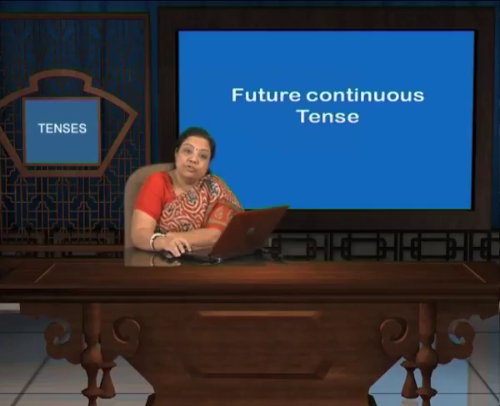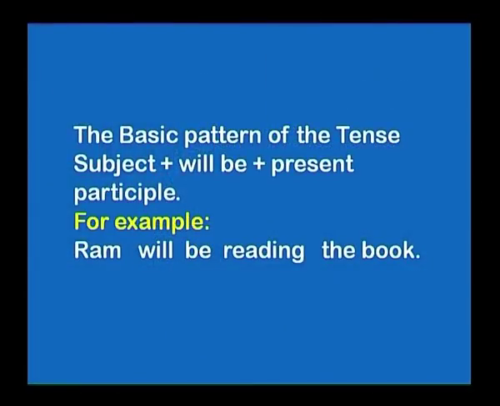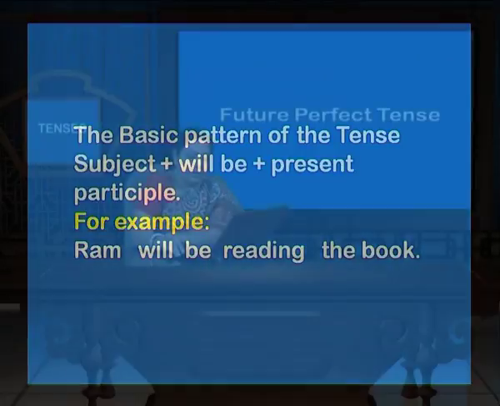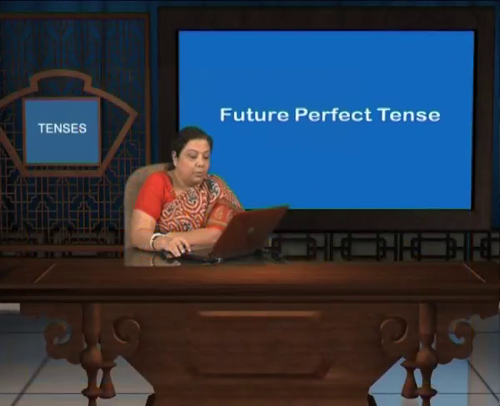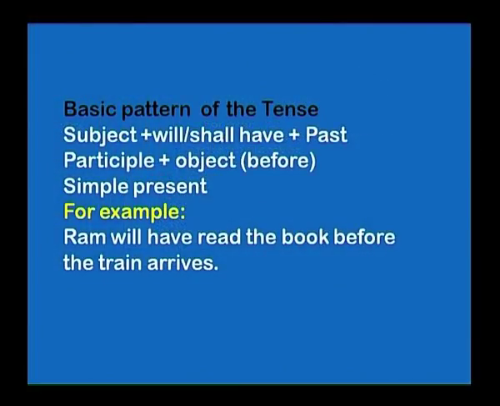Now, we have future continuous tense. The basic pattern of this tense is subject plus will be plus present participle. For example, Ram will be reading the book. Future perfect tense, we have the basic pattern subject plus will or shall have plus past participle plus object. For example, Ram will have read the book before the train arrives.